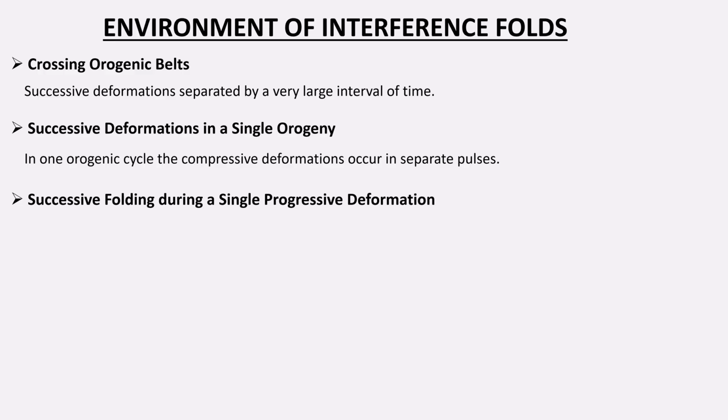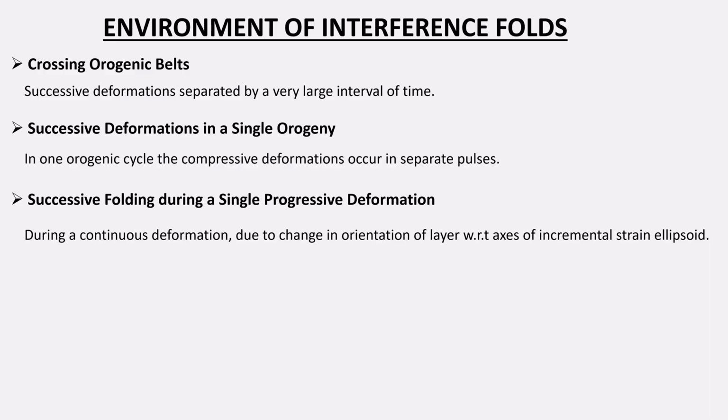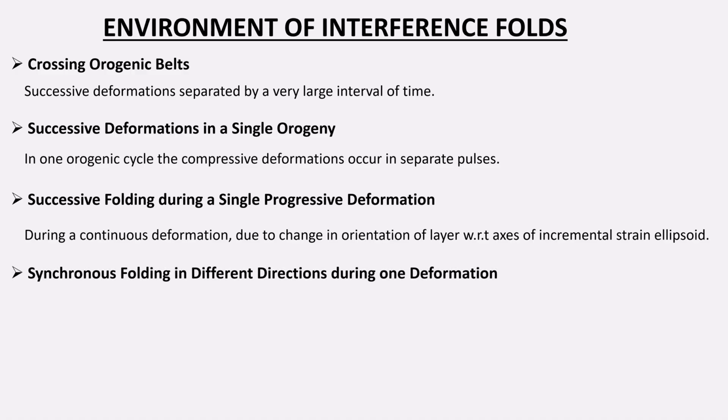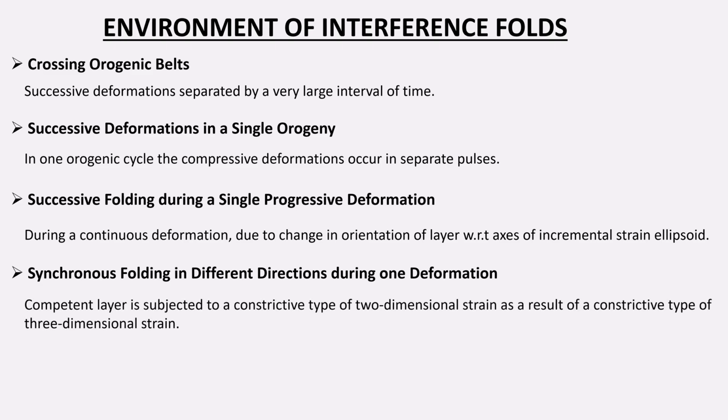And the next one is successive folding during a single progressive deformation. It can happen that during a single progressive or continuous deformation, the orientation of layering with respect to the axis of the incremental strain ellipsoid can change. In that case, this type of complex folding can occur. The last one is synchronous folding in different directions during one deformation, when the rock is under the influence of two-dimensional constrictive strain due to three-dimensional constrictive strain. Under this condition, folding can happen in several directions synchronously.